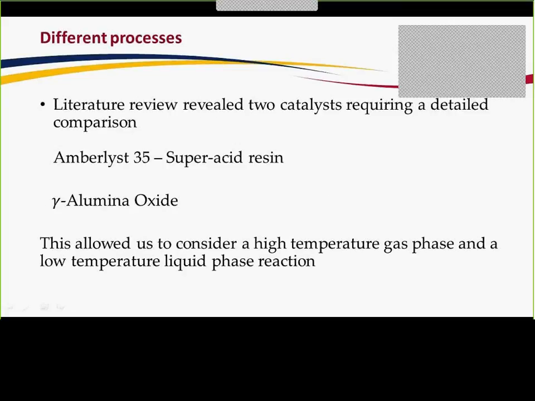So the two catalysts that we considered, based on the amount of literature available for each, were the Amberlyst 35, which is a super acid resin and more suitable for low temperature applications, and then gamma alumina oxide, which is more suitable for high temperature applications. So the next phase of our design was to compare these two catalysts and do an analysis on which one we think would be better, and thereby determine whether we'd be doing a high temperature or low temperature process.